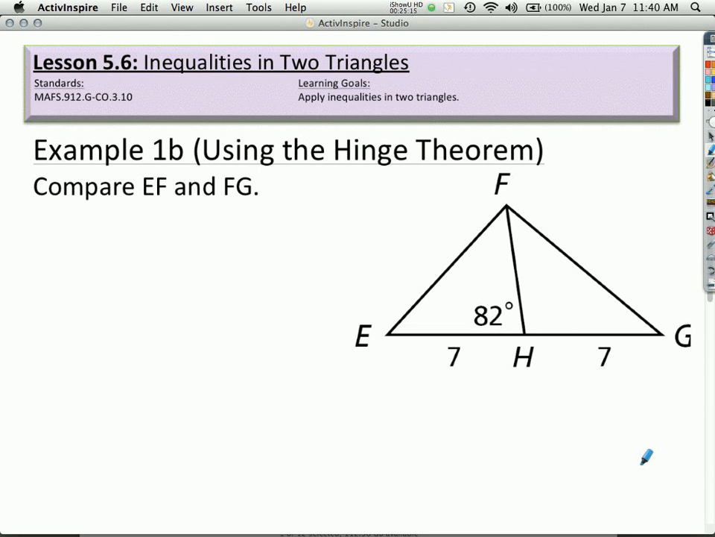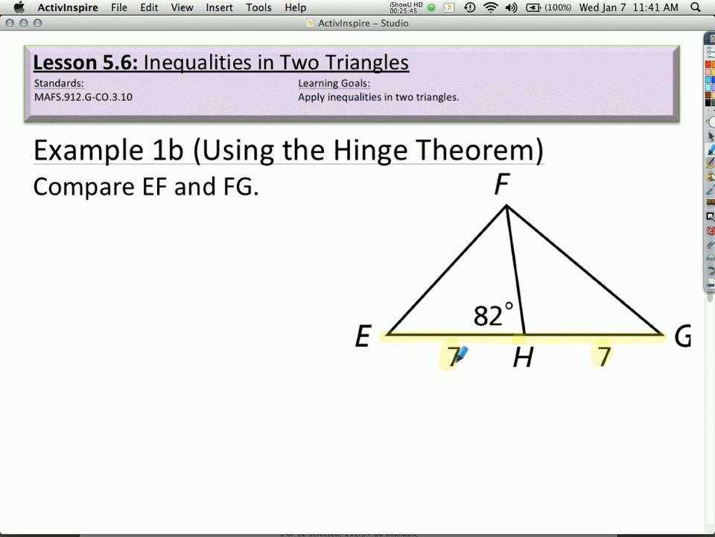So what evidence do we have? Can someone give us something? Go ahead, Alexandra. Very good. EH and GH are congruent because of this right here. Beautifully said. But to use the hinge theorem, we need two pairs of congruent sides. That's one pair. Can we find another pair?